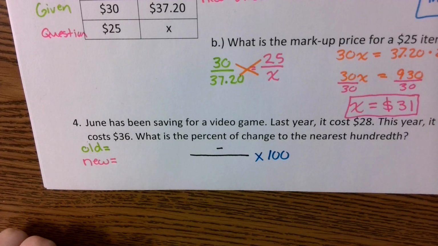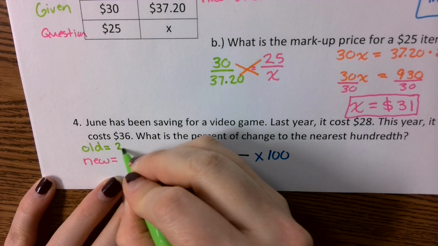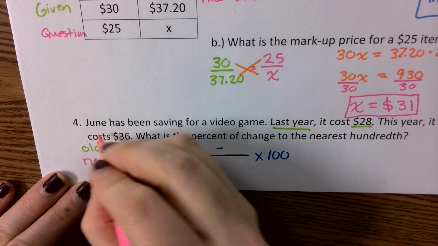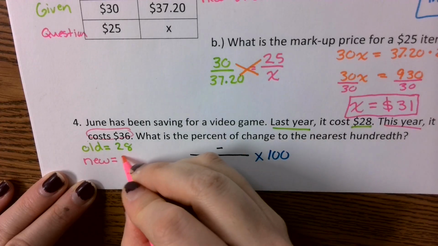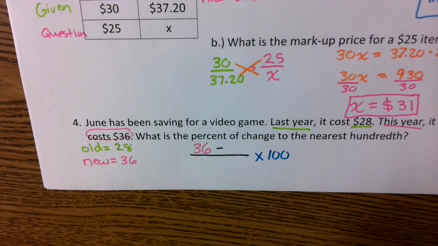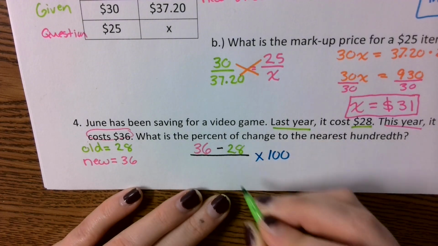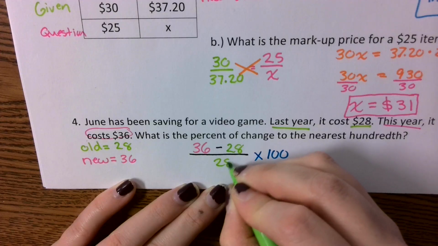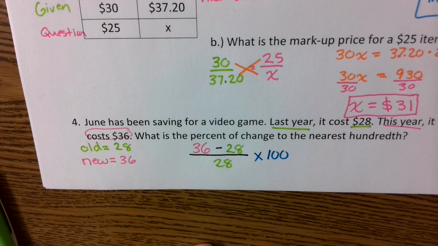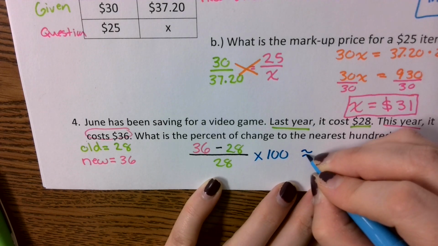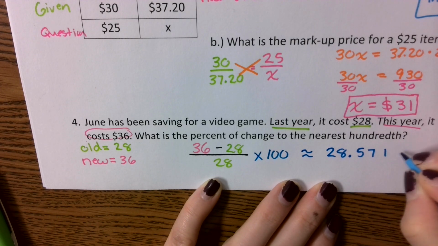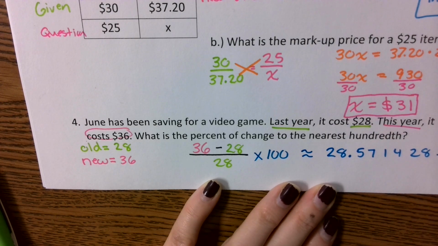All right, what was my old? 28. 28 was my old, right? That was last year's cost. What's my new? 36 is my new. That's this year's cost. Okay, what am I subtracting up here? 36 minus 28. What am I dividing by? 28. Okay, and then what do we get? 28.5714. Okay, so we got approximately 28.571428, and it just keeps going, right?